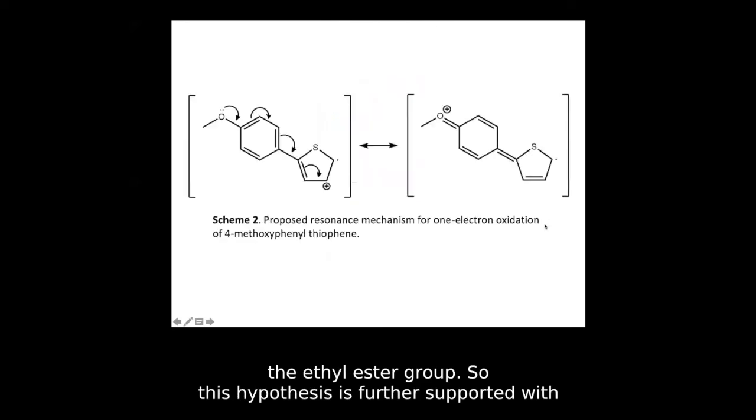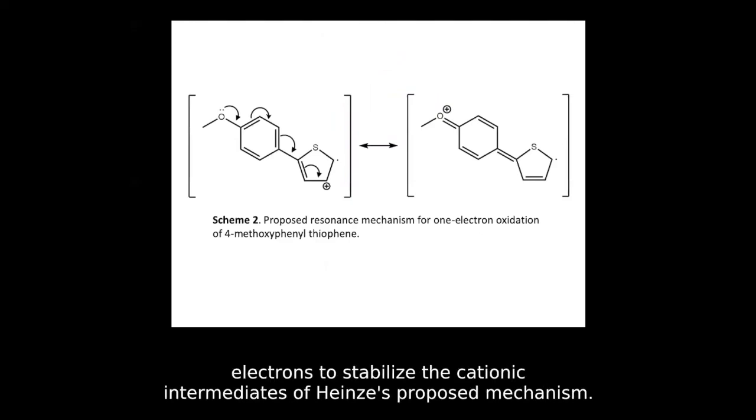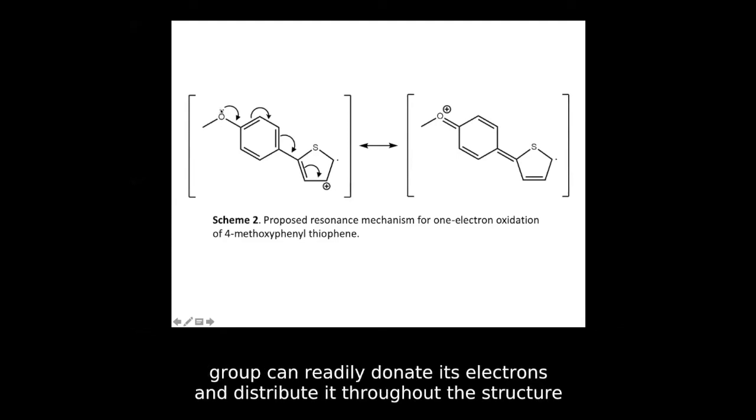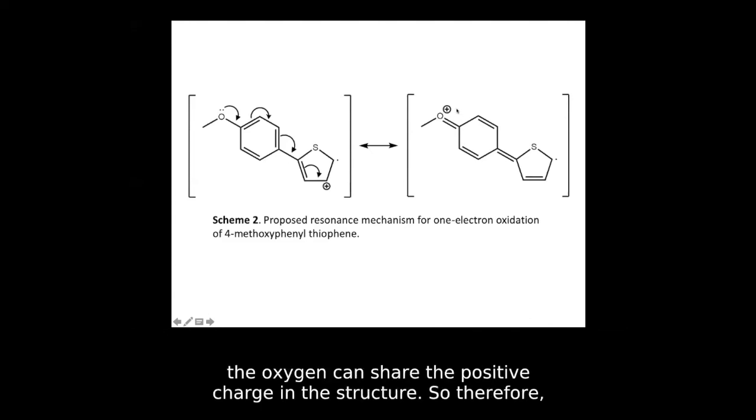And so this hypothesis is further supported with resonance because the methoxyphenyl thiophene can donate its lone pair of electrons to stabilize the cationic intermediates of Heinz's proposed mechanism. So in this figure here, we can see that the oxygen on the methoxy group can readily donate its electrons and distribute it throughout the structure, and therefore stabilizing this positive charge. And so we can see that the oxygen can share the positive charge in the structure.